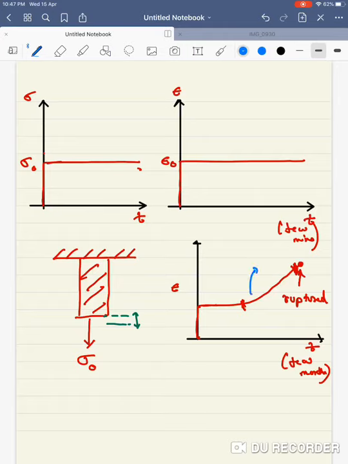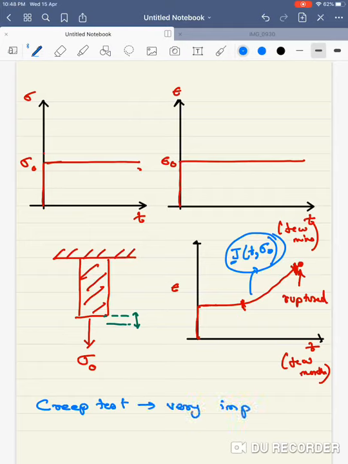This curve is also often given the name J. Usually it's a function of time, it's also a function of the initial stress, and the J is also called the creep response function. So this is a very important function right here, and this forms part of what is also called the creep test, and the creep test happens to be a very important quantification of material properties.